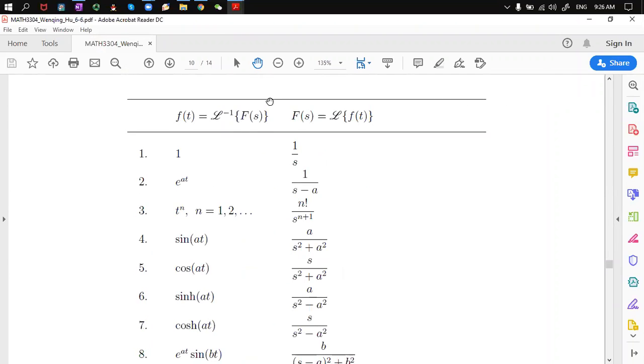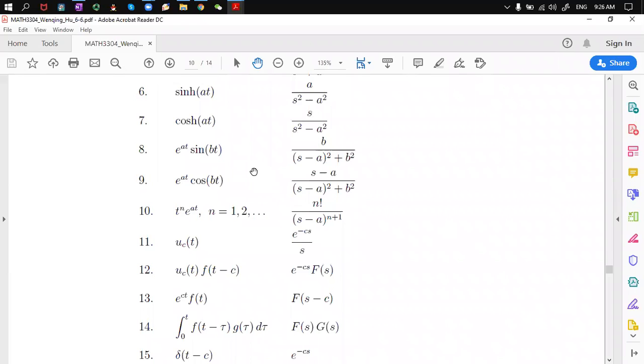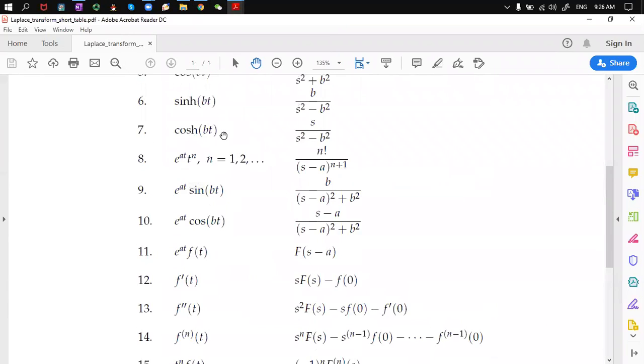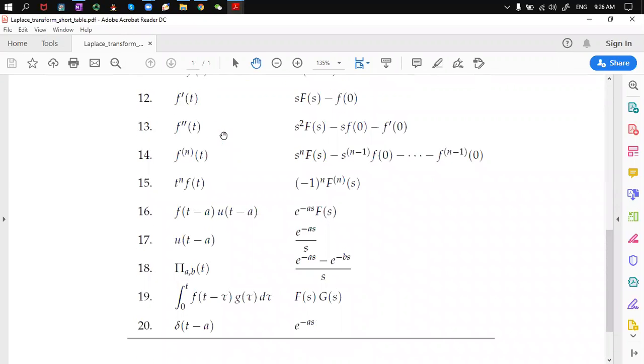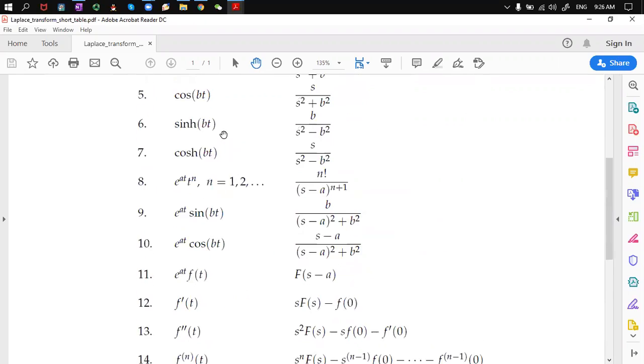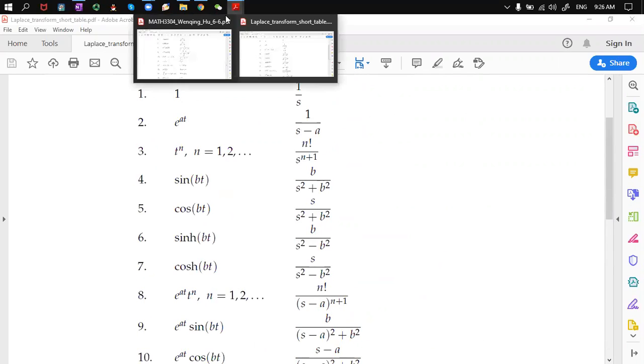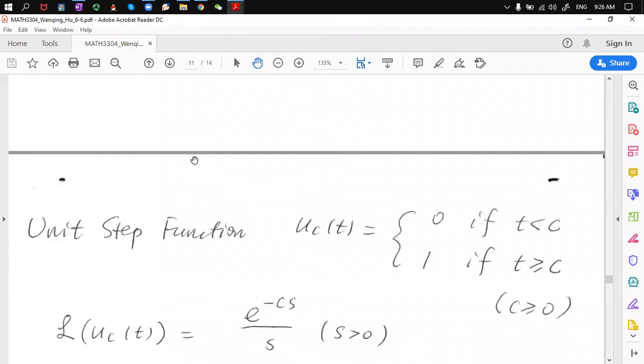Okay, so here's the table of Laplace transforms, which was an old table. But now we have been using this new table for the Laplace transform, which is here, right? So it's nice to review this table by yourself. Make sure you understand it.